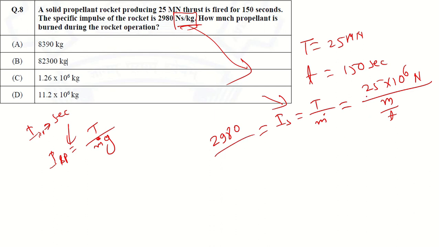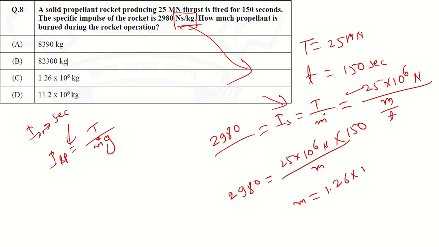Now 2980 is given, but mass is not given, I have to find it out. T is given as 150. So 2980 is equal to 25 into 10 to the power 6 divided by mass, and just take T here, T is given 150. Solving, finally we get the mass value. So mass is equal to 1.26 into 10 to the power 6 kg. C is the right option.